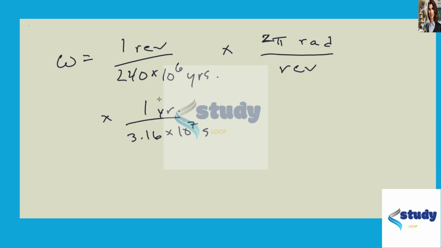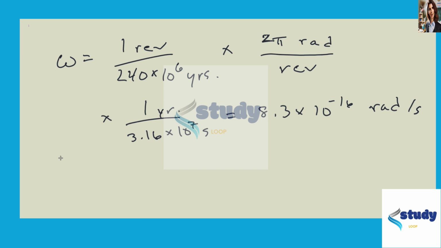So if you don't know this, of course, you can find this by multiplying 365 days times 24 hours times 60 minutes times 60 seconds. And you'll get that out anyway. So now that we have all that, we multiply this all out and we get 8.3 times 10 to the negative 16th radians per second. And it makes sense that it would be very, very small, because the Milky Way is very big and it takes a very long time to go around it.